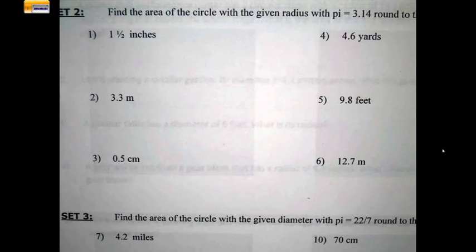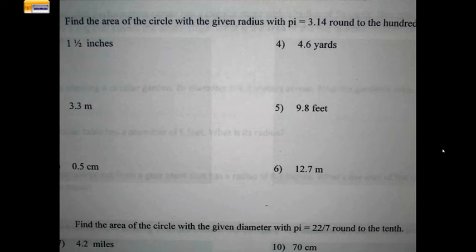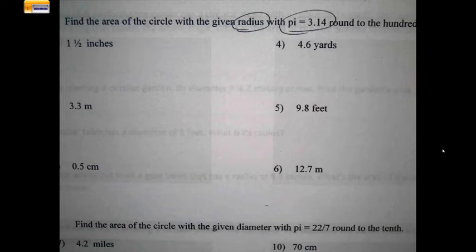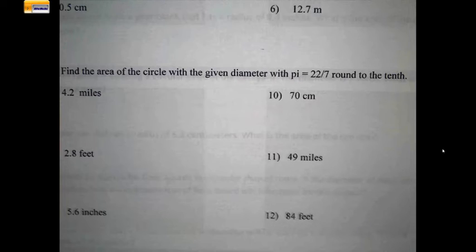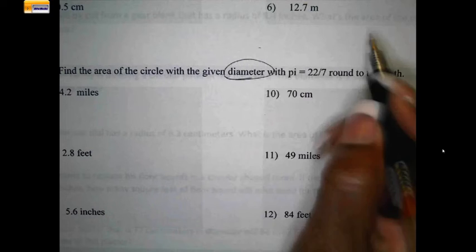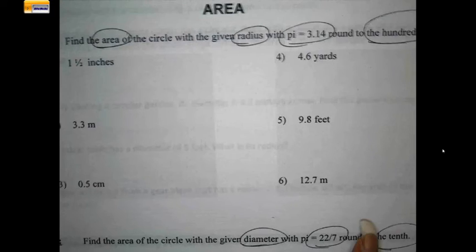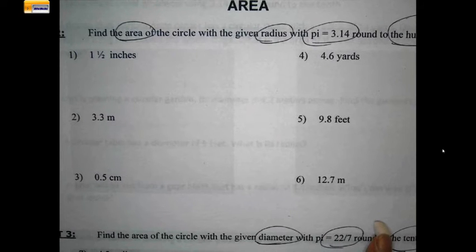What are you supposed to do on exercise 2? They want the area, and you're given what? Radius with a pi of 3.14. Okay, and what is it you're supposed to do on exercise 3? You're given the diameter, and you're using a pi of 22/7, and you're going to round to the 10th. On top, you're rounding to the 100. So you need to follow the instructions. So let's do 1 or 2 of these in each section so you guys know how to do it.